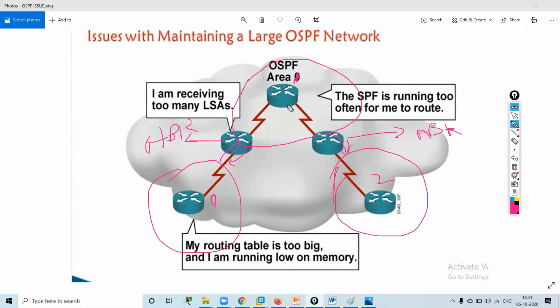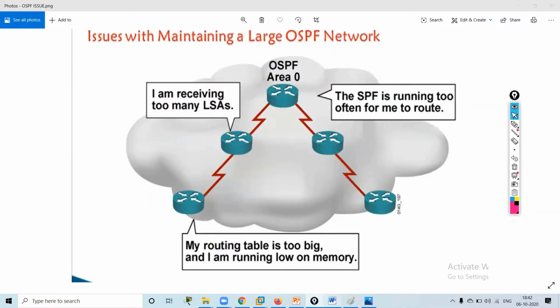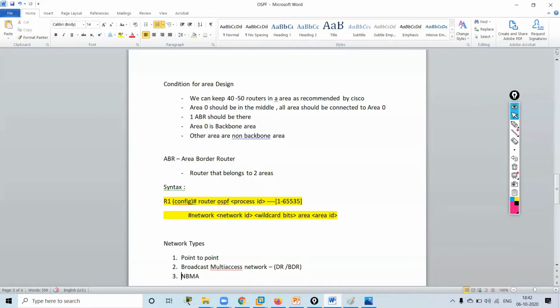So area 0 is my backbone area. If I need to design more areas, then I need to connect them to area 0 over here. This is my area 3, this is my area 4, suppose. Like this way we can design our network. One ABR should be there, area border router. Area 0 is the backbone area, other areas are non-backbone areas. ABR means a router that belongs to two areas. That router will be running two areas.